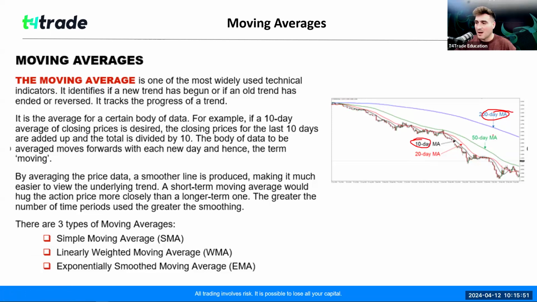You see the 10-day hugging the price action much more closely because it's a shorter time frame, and it compiles information on the short term compared to the 200 moving average, which compiles information for a longer time period. Okay, this is simple stuff. So the greater the number of time periods used, the greater the smoothing, and the further away from the price action you can see the moving average.